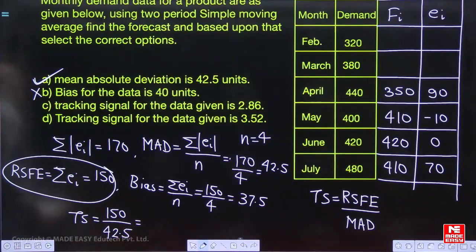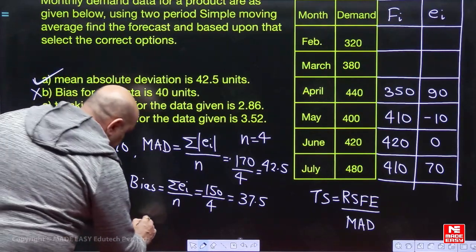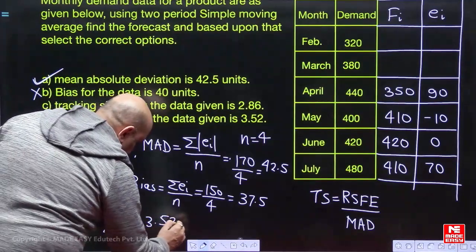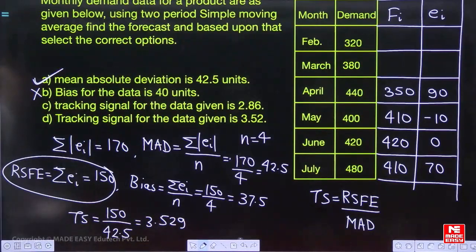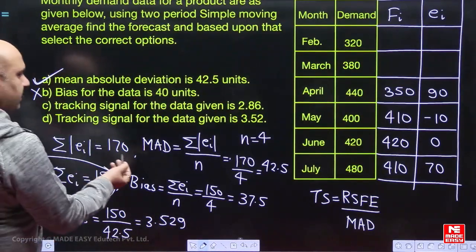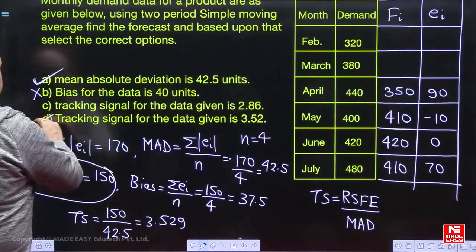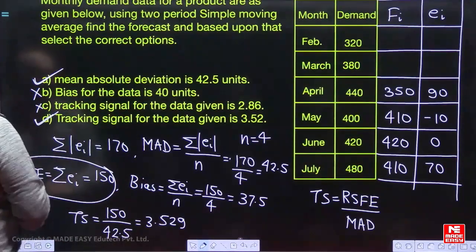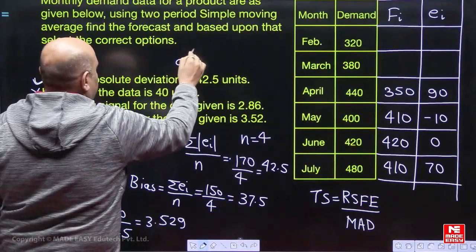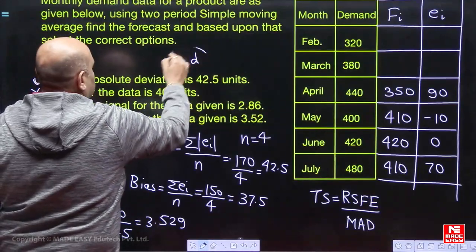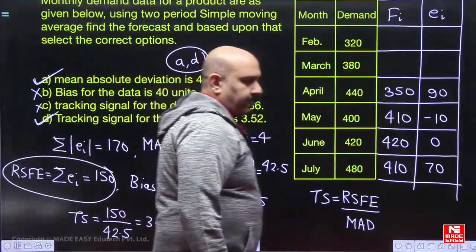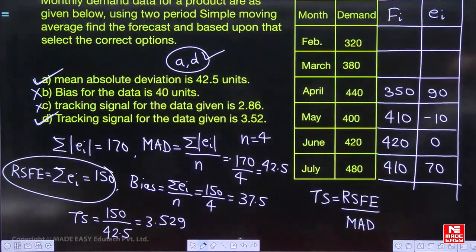So that will be 150 divided by 42.5, 3.529. So see, of course, tracking signal is 3.52. D will be correct answer. C is wrong. So here for this question, A and D are correct answers. So that will be for our forecasting portion.